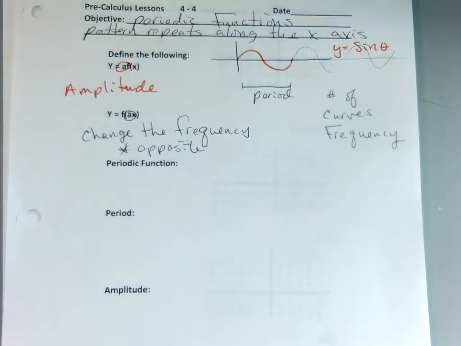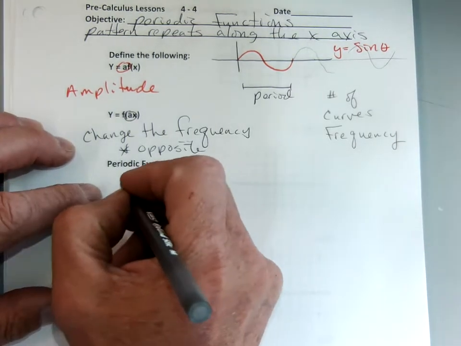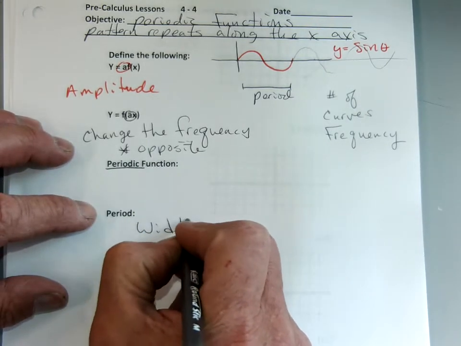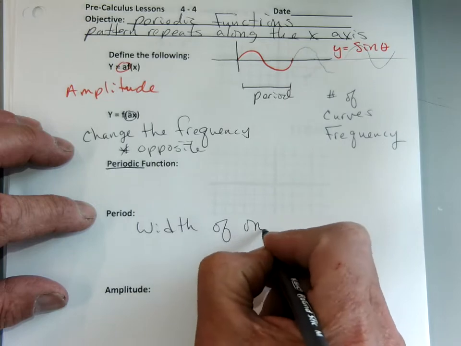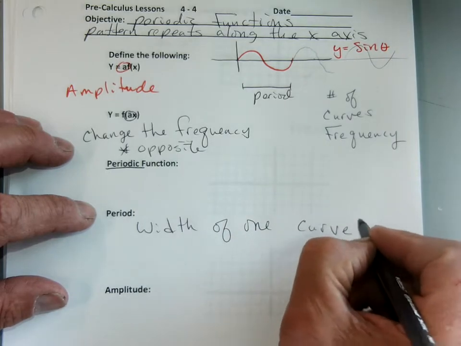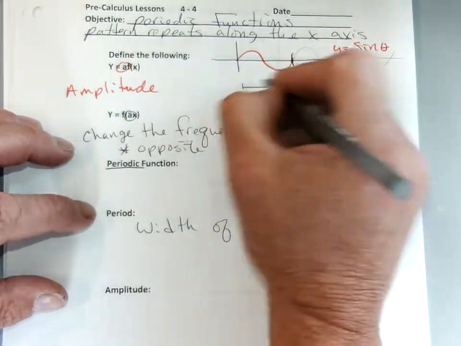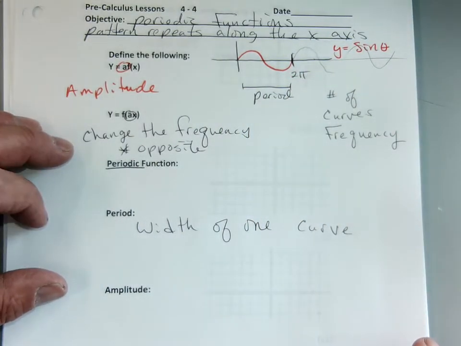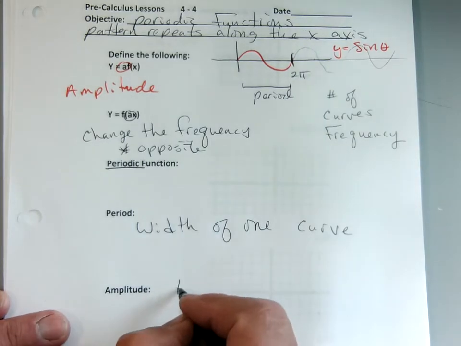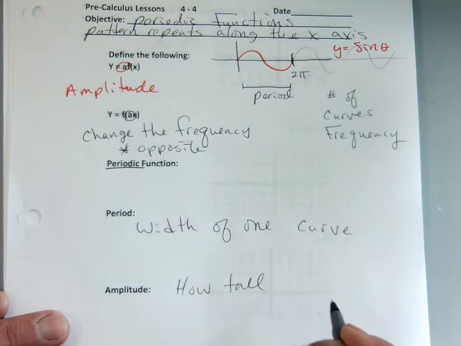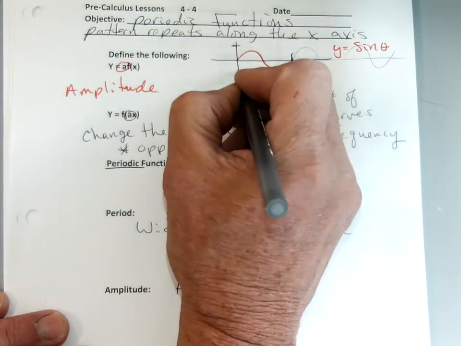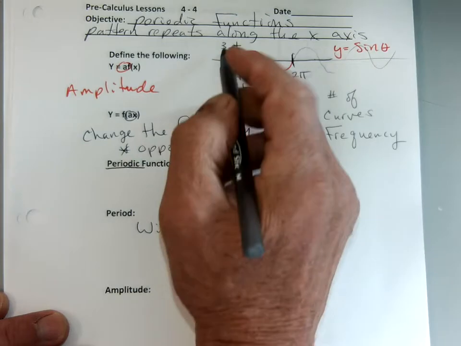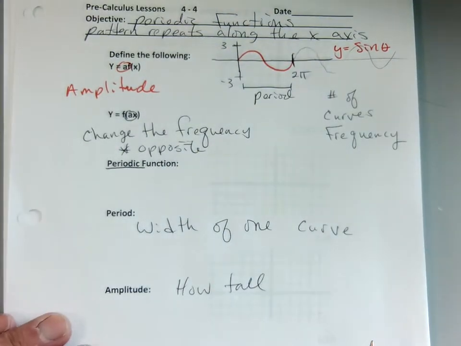Okay, now, periodic function, so the period is the width of one curve. So if this were truly a sine curve, the period's 2 pi. Does that make sense? The amplitude is how tall, right? And whatever the height of this thing is, let's say it's 3. So in this example, the amplitude is 3. Okay, how am I doing?